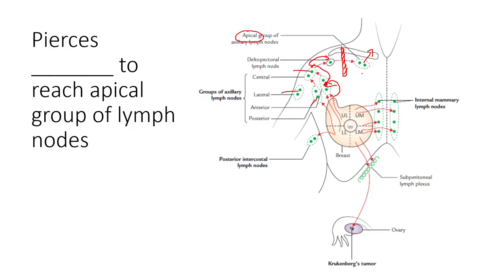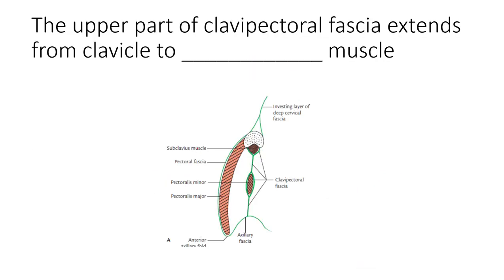What is the fascia where the lymphatics are piercing to reach the apical group of lymph nodes? It is nothing but the clavipectoral fascia. Now we'll move on to the next question. The upper part of the clavipectoral fascia extends from the clavicle to which muscle?